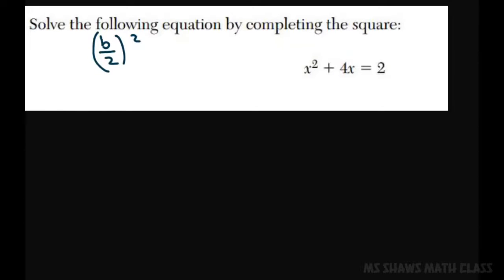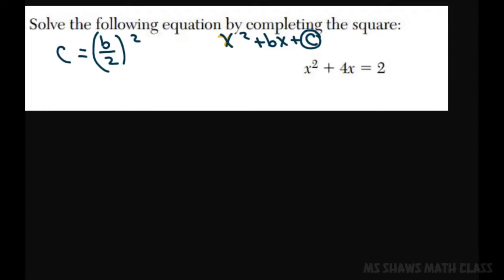Hi everyone, we're going to solve this equation by completing the square. What that means is we want our terms to be x squared plus bx plus c. So we're looking for a c, and our c is going to equal this.